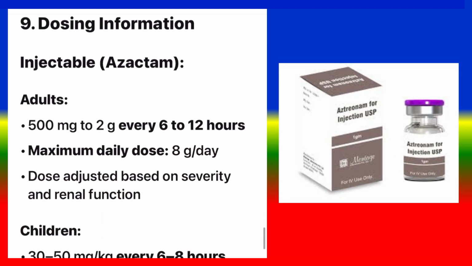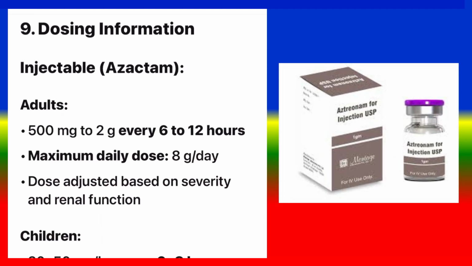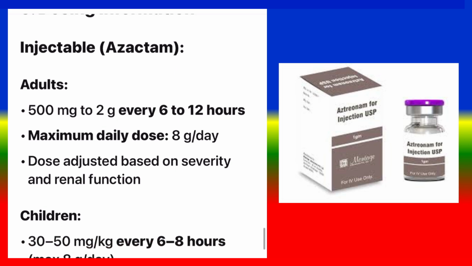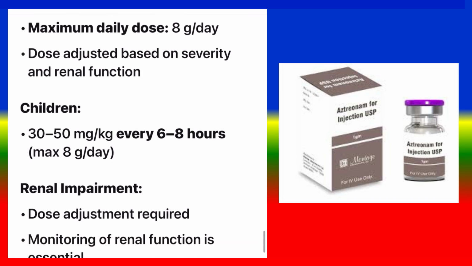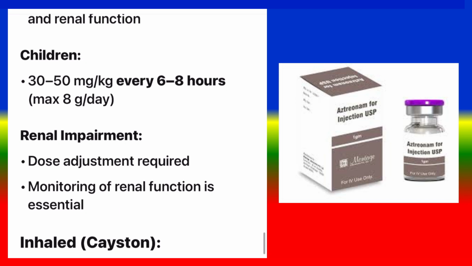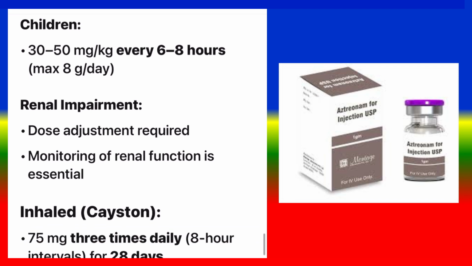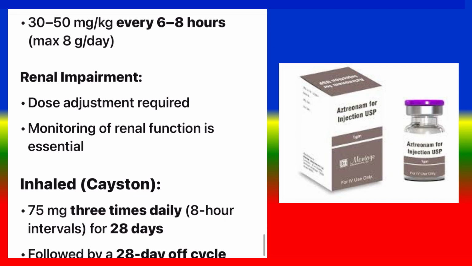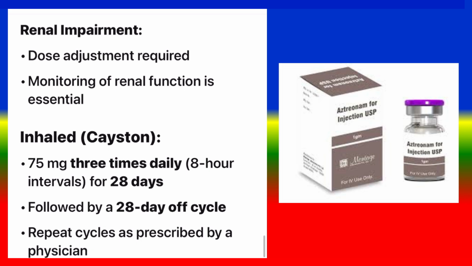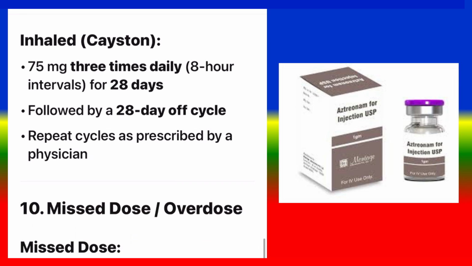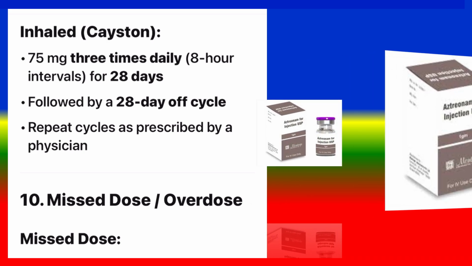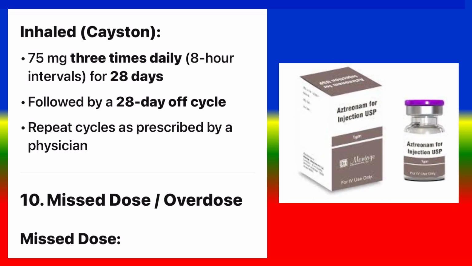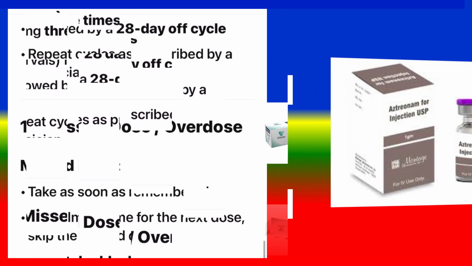Number 9. Dosing information. Injectable Azactam. Adults: 500 milligrams to 2 grams every 6 to 12 hours. Maximum daily dose, 8 grams per day. Dose adjusted based on severity and renal function. Children: 30 to 50 milligrams per kilogram every 6 to 8 hours, max 8 grams per day. Renal impairment: dose adjustment required. Monitoring of renal function is essential. Inhaled Cayston: 75 milligrams 3 times daily, at 8-hour intervals, for 28 days, followed by a 28-day off cycle, repeat cycles as prescribed by a physician.